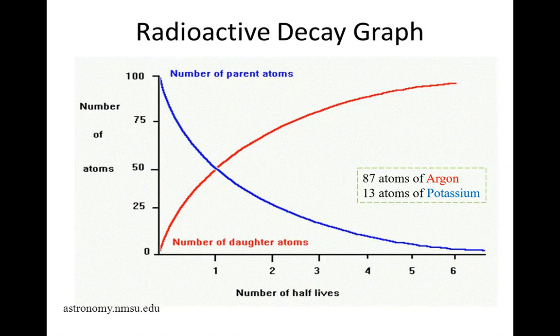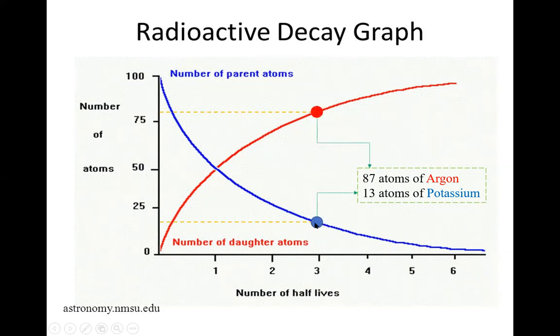So what I need to do is find a location on the graph which corresponds to 87 atoms of argon, aka the red curve location, and 13 atoms of potassium, aka the blue curve location. Well, in the beginning, there's 100 atoms of potassium. That's way too high compared to 13, so I need to keep moving to the right. Okay, here's 50. That's still way too high. All right, here's 25. That's still kind of too high. But if I keep going further and further out, the number keeps dropping lower and lower. I just want to get to a location that's about 13. So maybe, for example, right about here.